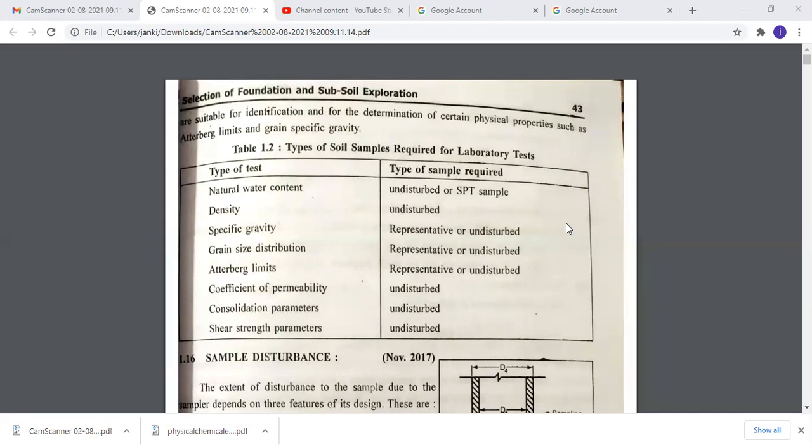For specific gravity, a representative or undisturbed sample is required. For grain size distribution test, we require a representative or undisturbed sample, right? For Atterberg limits, we require representative or undisturbed samples. For coefficient of permeability, consolidation parameters, and shear strength parameters, all three tests require undisturbed samples, right? So basically, this table tells us that different types of tests require different types of samples, right?